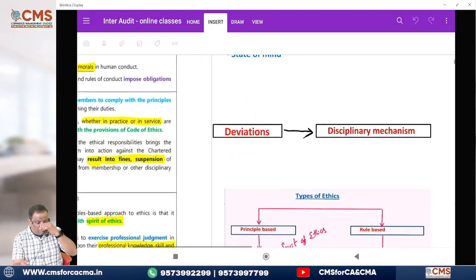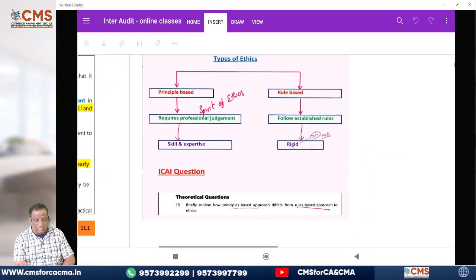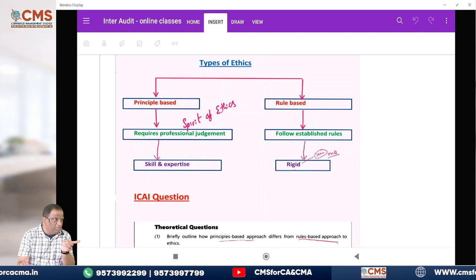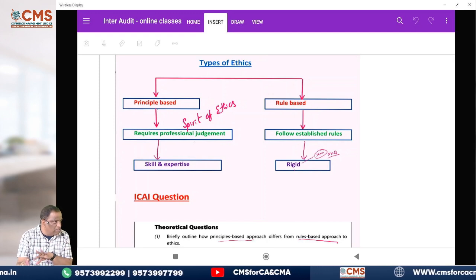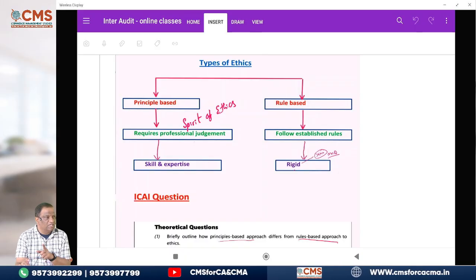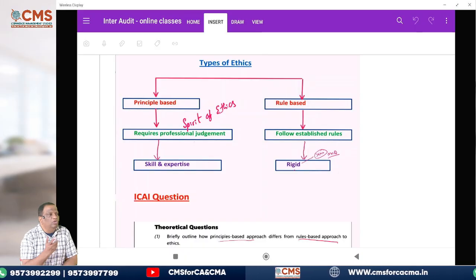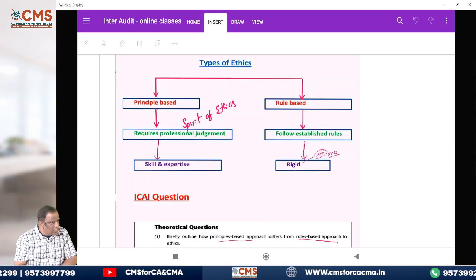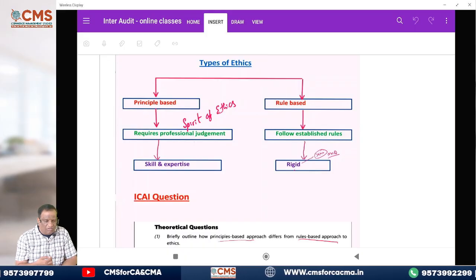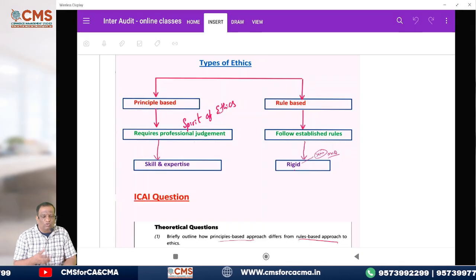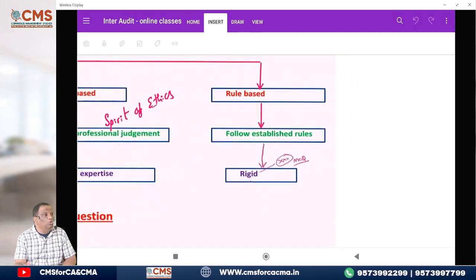Then what are the types of ethics? This is important. There are 2 types of ethics. One is principle based and the second one is rule based. I'm talking about the second one first. Rule based, there is a rule you are following. Like when they say you have to wear a seat belt when you're driving, you wear a seat belt. If you have to wear a helmet and drive, you wear a helmet. Not that you are influenced by that, but because there is a rule you follow. That is what we call rule-based ethics.